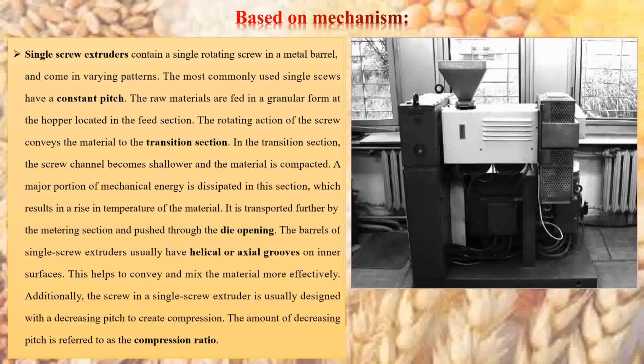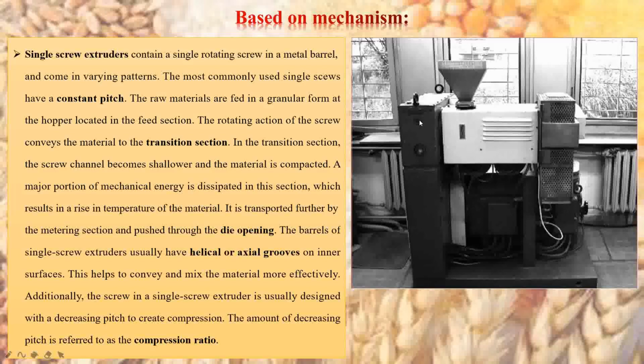Now, the amount of decreasing pitch within the single screw extruder is known as the compression ratio. Over the entire length of the screw of the extruder chamber, we can see that the distance between two successive grooves or two successive turns of the screw is gradually decreasing, starting from the motor.